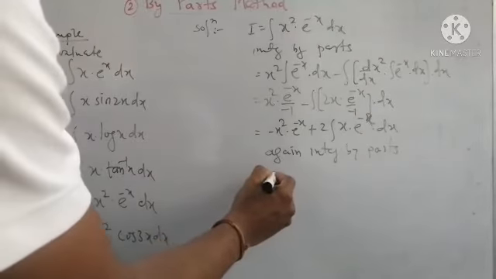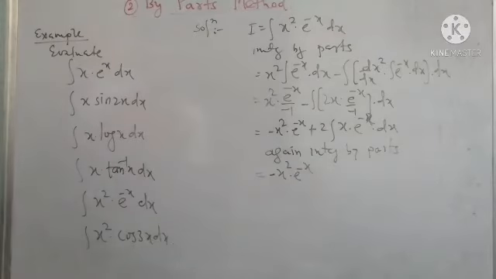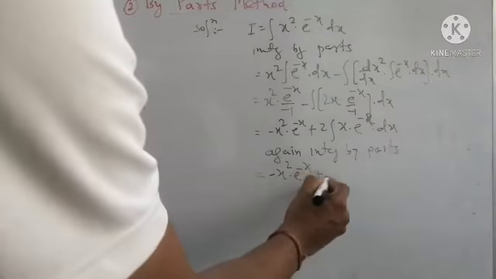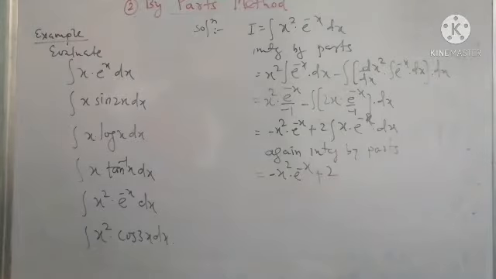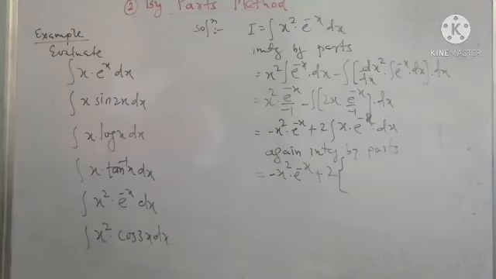So this first term remains as it is: minus x square e raised to minus x plus 2. Again, in by parts we separate the integration, and 2 is the common multiplier of both the parts. So we put a bracket, and in the bracket we take the by parts method.